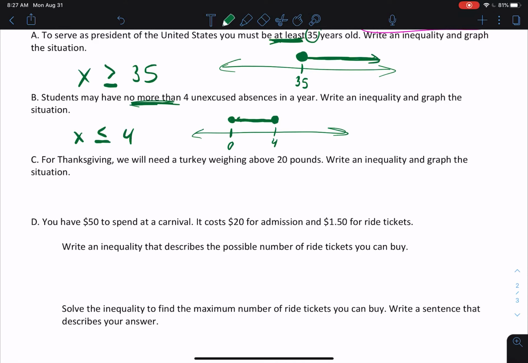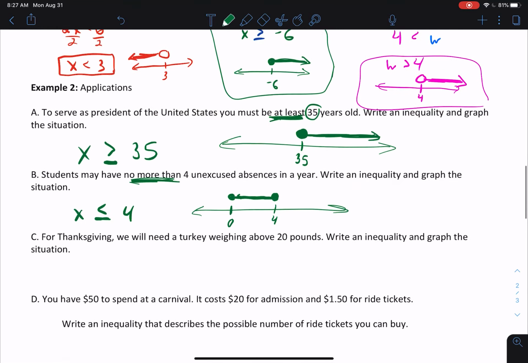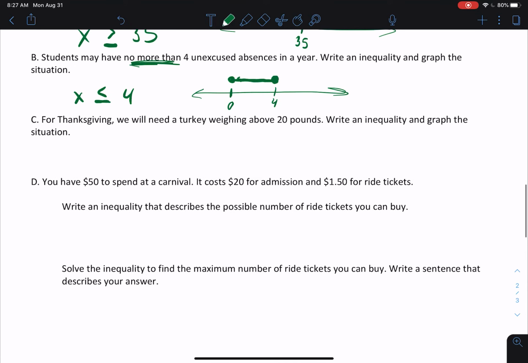Okay? So if it was a problem up here and we had x is less than or equal to 4, I wouldn't have to put that restriction on it. But down here, since it's a word problem, the number of unexcused absences is going to be restricted between 0 and 4. All right? And then for this last little section, for Thanksgiving, we will need a turkey weighing above 20 pounds. Write an inequality to graph the solution.